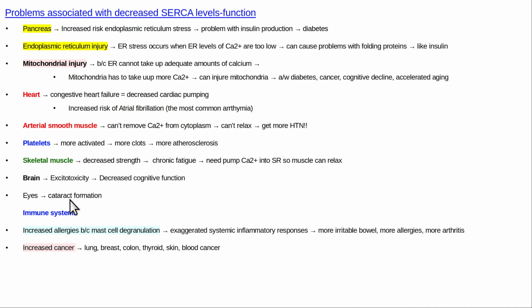Okay, increased risk of cataracts, excitotoxicity, cell apoptosis, decreased cognitive function, becoming stupid. I mean, most of the diabetics I talk to, their cognitive function is quite poor. They're pleasant, kind of like a cow. Yes, it's sad. Okay, immune system. It makes your mast cells more prone to degranulate excessively, causing increased allergies, exaggerated systemic inflammation, more bowel problems, irritable bowel, more arthritis. Okay, it's just another one of these causes of systemic inflammation. You know, a meat and processed food diet also causes systemic inflammation for multiple other ways. Okay, increased cancer, we talked about that, and multiple different types.